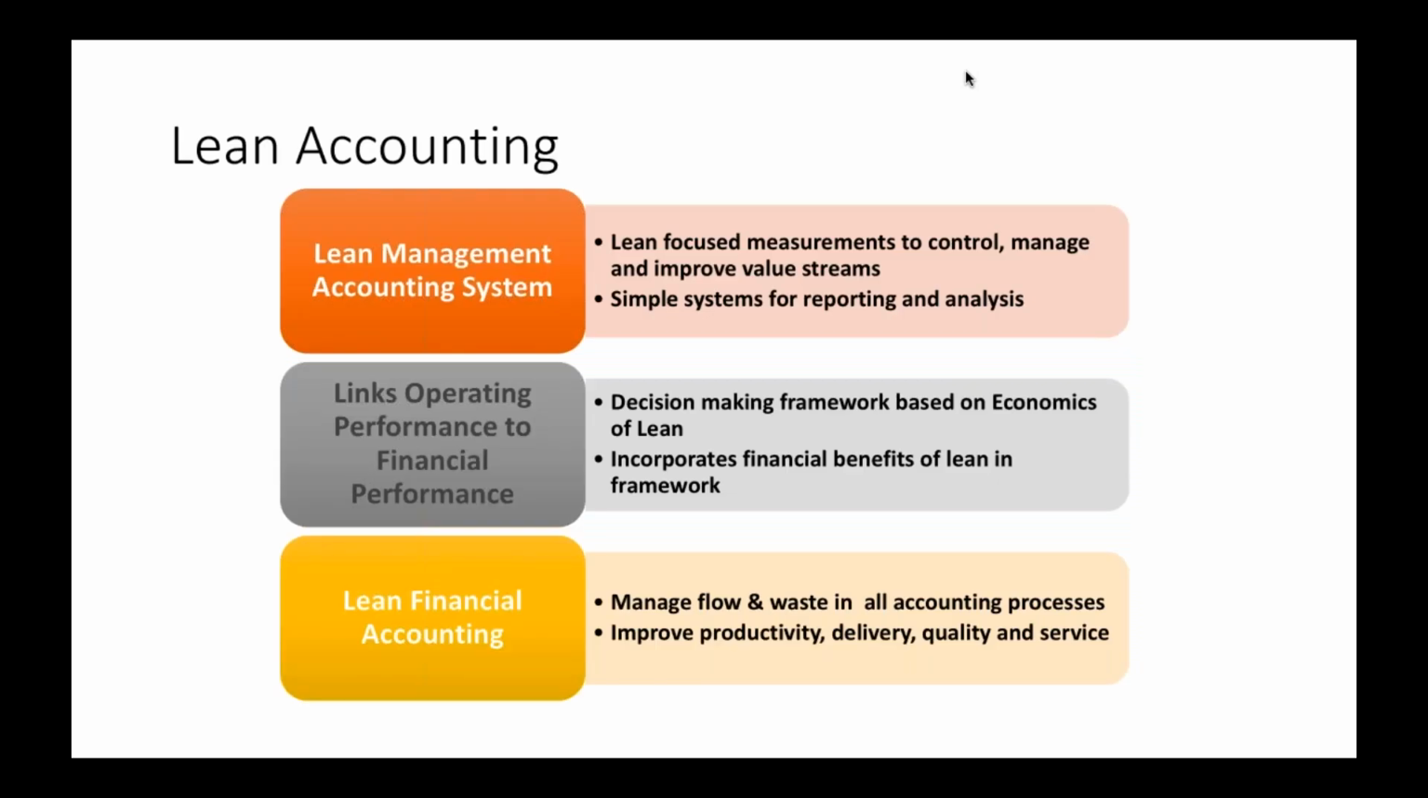Lean accounting, there's really 2 parts to lean accounting. Number 1 is the lean management accounting system. So these are lean focused measurements to control, manage, and improve value streams. Also about simple systems for reporting and analysis. One of the key aspects of lean accounting is linking lean operating performance to financial performance. We want to create a decision-making framework based on the economics of lean, which I'm going to explain in a few minutes, and we want to incorporate the financial benefits of lean into this framework.